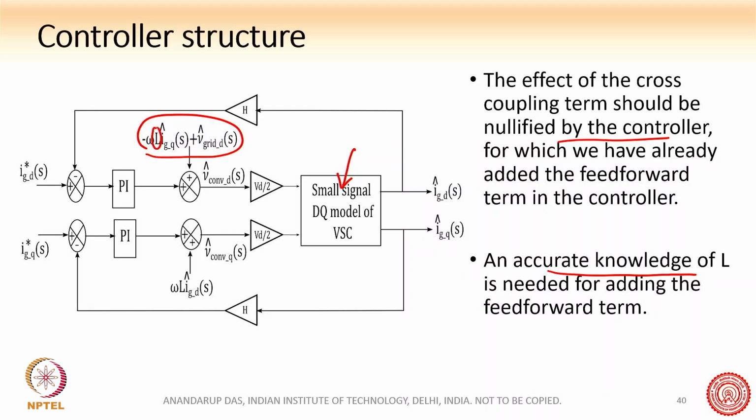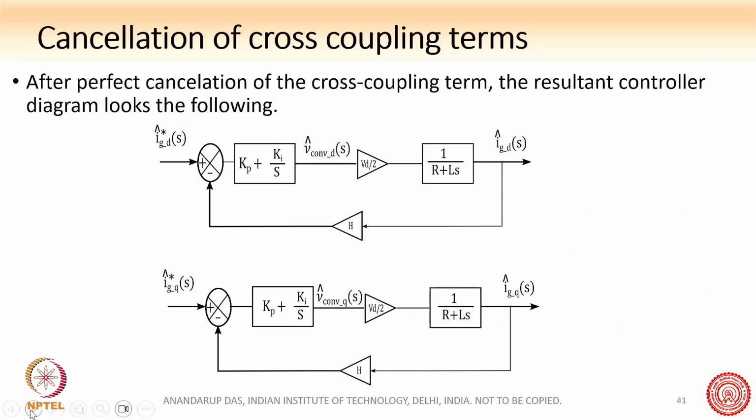L actually sometimes varies during the operation because of saturation. But if you know the accurate value of L, then we can add this feed forward term in the controller structure so as to cancel the effect of the cross coupling term inside this model. If we can do this very nicely, then we have a perfect cancellation of the cross coupling term, and therefore the whole resultant controller diagram looks like this. You can see here, right?